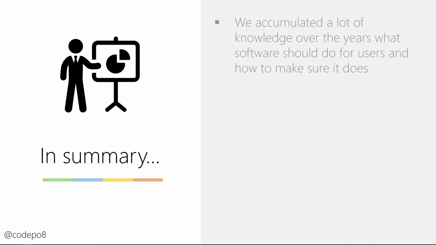So in summary, I think we accumulated a lot of knowledge over the years about what software should do for users and how to make sure it does. The problem is we suck at making sure that busy and new developers learn about it. We have all the knowledge, but we make the same mistakes over and over again because we're too busy building things randomly and getting them out the door.